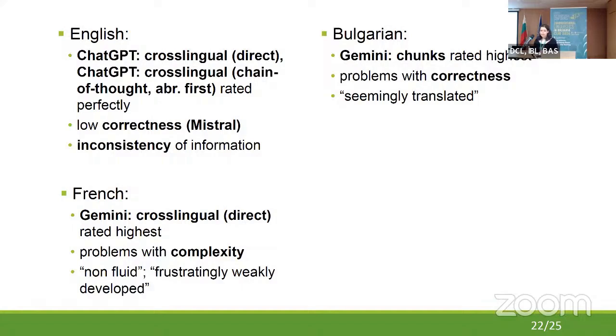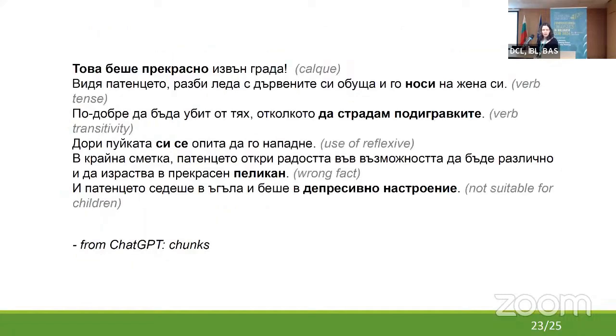And finally, Bulgarian. Here, Gemini Chunks rated highest. Some problems with correctness were noted, such as non-existent words or somehow non-suitable ones. And the text was often referred to as seemingly translated or a close equivalent. Here, I don't think I have the time to dwell on these particular interesting instances in the Bulgarian text, but I will leave it here just for a second so you can see the depressed duckling that turns into a beautiful pelican.